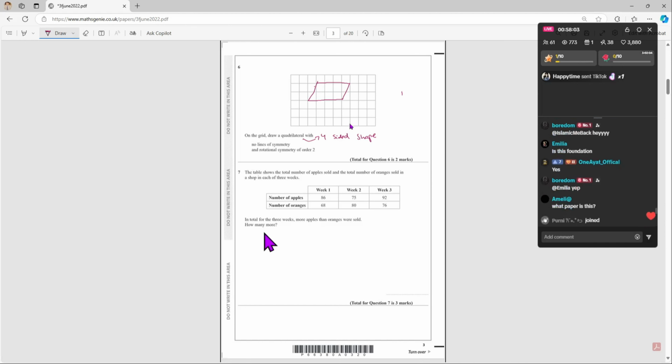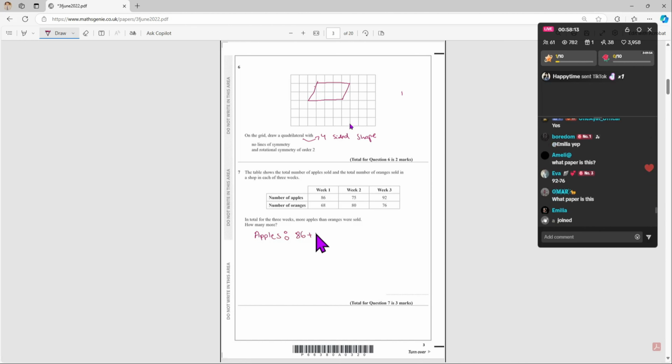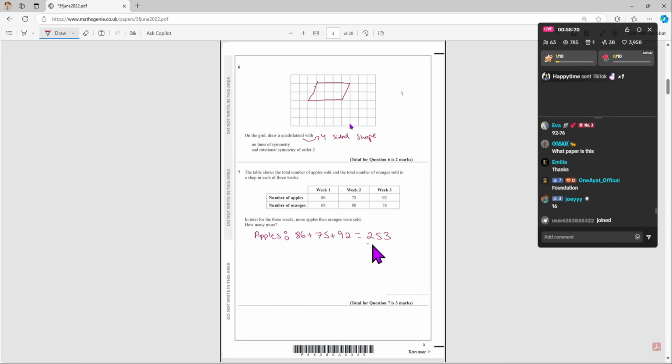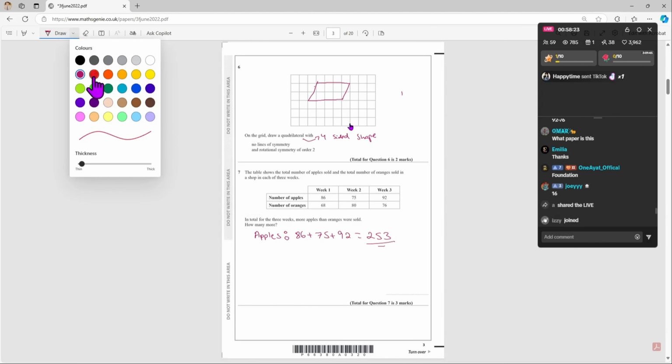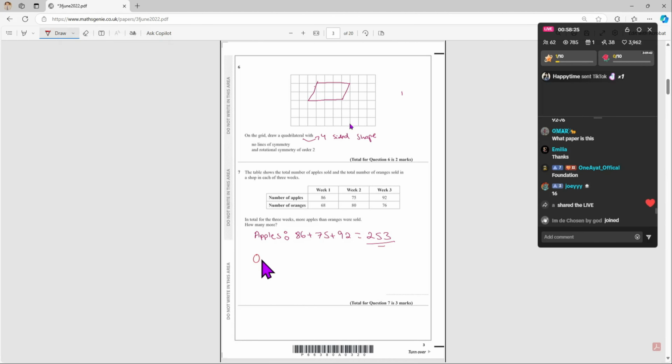So we need to work out the total apples. Since you have a calculator, this is very, very easy. You just need to do 86 plus 75 plus 92, which will give you 253. That is going to be the total of your apples. Now, you have to work out the total of your oranges for the 3 weeks. That is just going to be 68 plus 80 plus 76, and this will be 224.